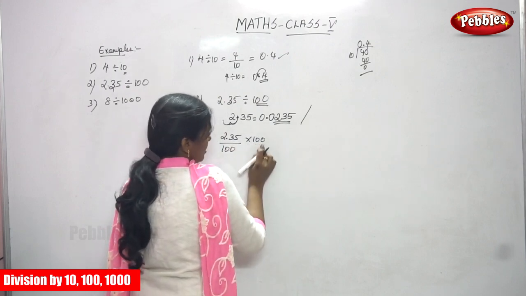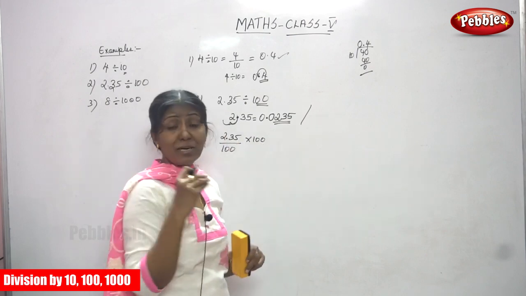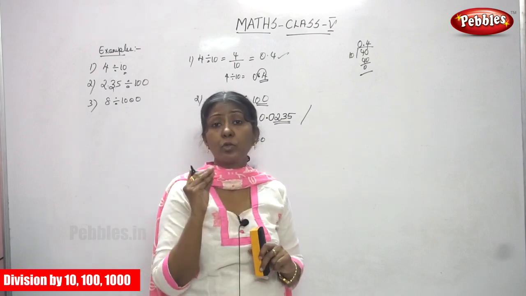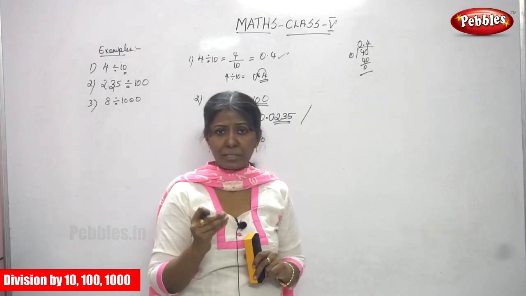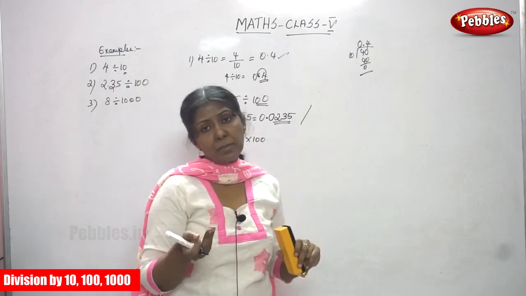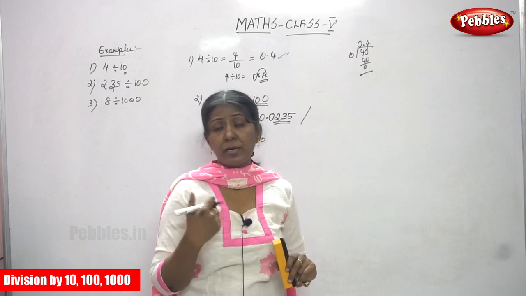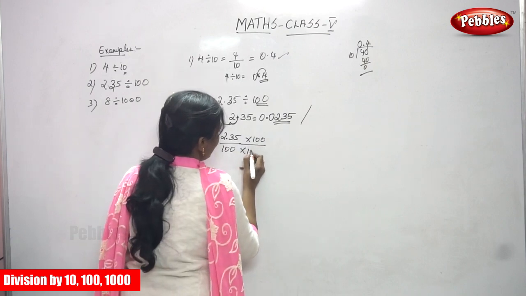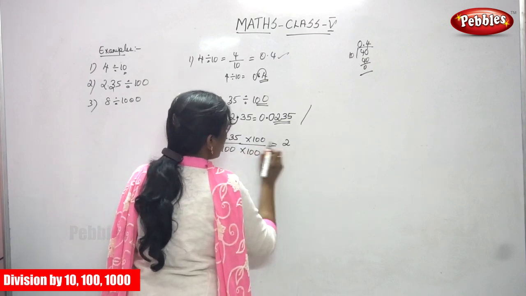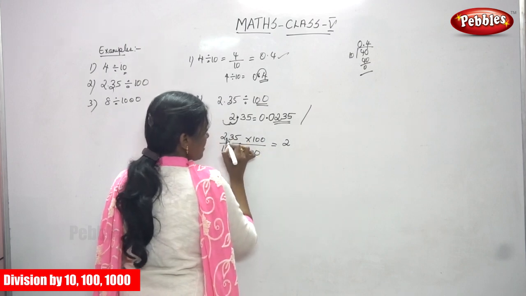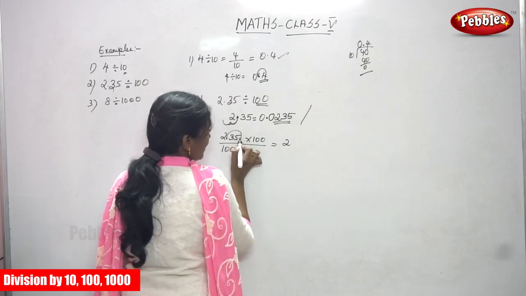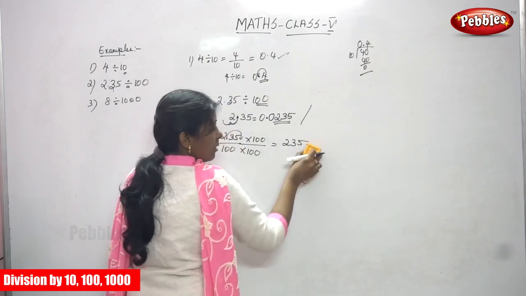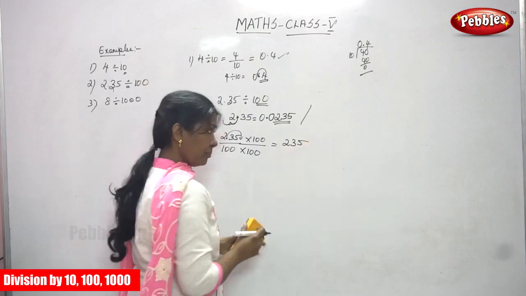If I multiply by 100, that means you have to make this decimal number a whole number. That is why you multiply by 100, because after the point there are 2 digits. So if you have 2 digits, you have to multiply by 100. If the numerator is multiplied by 100, the denominator is also multiplied by 100. Multiplying means the point moves to the right direction. So 235, and the point is here, after the whole number there is no value.